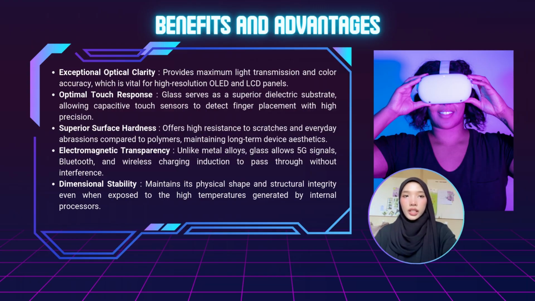Because glass has specific dielectric properties, it allows capacitive sensors to track your touch with incredible accuracy. It's also our first line of defense. Its surface hardness protects our expensive hardware from the keys in our pockets and daily wear. From a connectivity standpoint, glass is a silent hero. Unlike metal, it is RF transparent, meaning it doesn't block 5G signals or wireless charging. Finally, its thermal stability ensures that even when your processor runs hot, the screen won't warp or lose its shape. In short, glass isn't just a cover, it's a high-performance component.